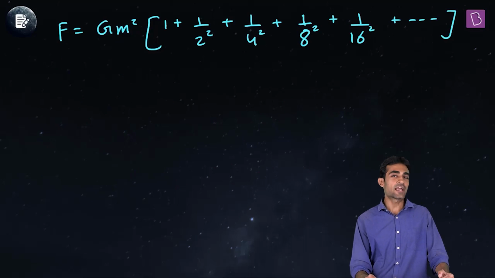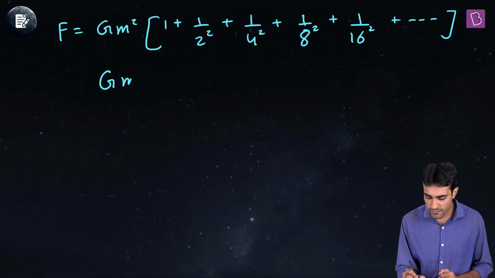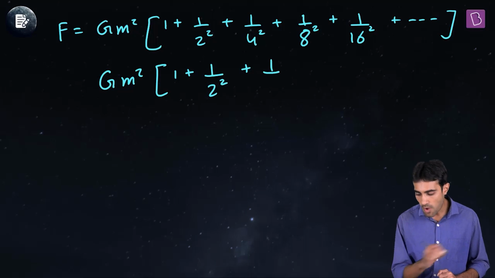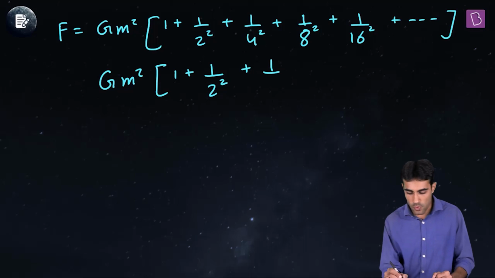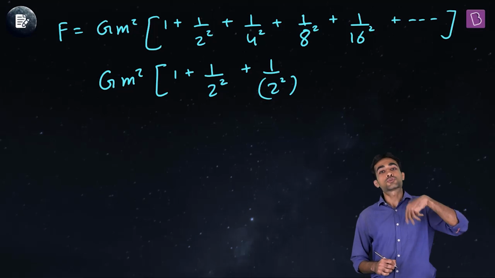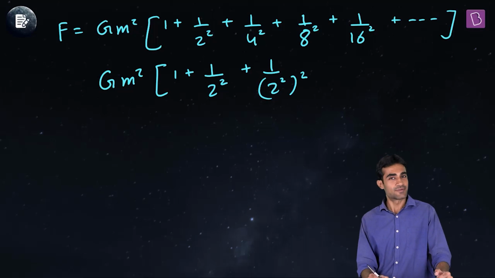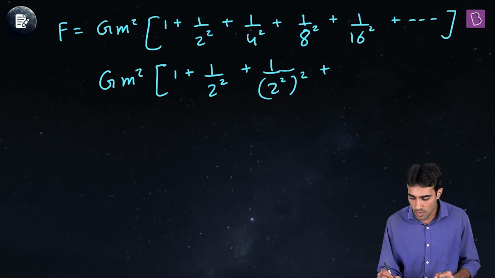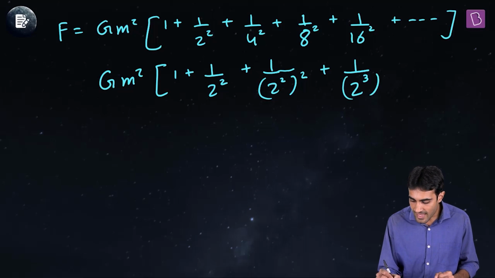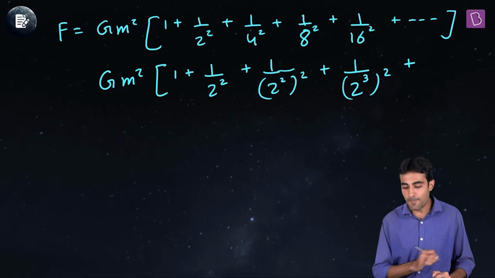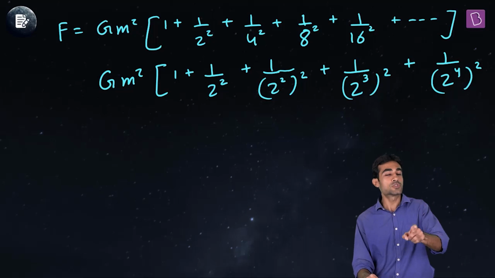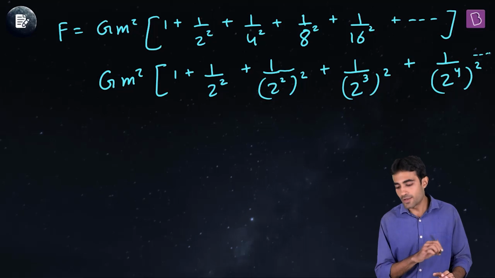Okay. Now, what can we say about it? Well, let me write it in a different style. So we have 1 plus 1 upon 2 square, and then 1 upon, now 4 can be written as 2 square. As we had 4 square, we will put the whole square outside it. And then we had 1 upon 8 square. Now 8 is nothing but 2 cube. So 1 upon 2 cube, and as we had 8 square, I will put the square outside it. And then we had 1 upon 16 whole square. 16 is nothing but 2 raised to power 4. As we had 16 square, we will put the whole square outside it. And this will continue on and on.